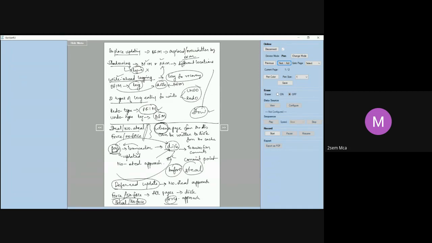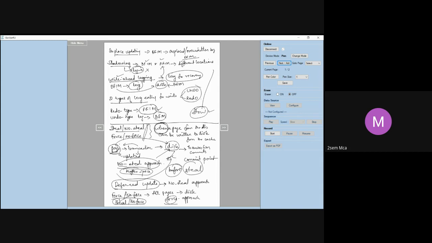The advantage is that it will avoid the need for a large buffer space. When I say no-steal approach, what is happening? You are updating the disk only after the transaction commits. So you must keep all the updated pages in your buffer. If you are updating so many pages, you need to keep space for all of that. So the no-steal approach will require a lot of buffer space, because you are going to update the disk only in the end, not as and when you update.